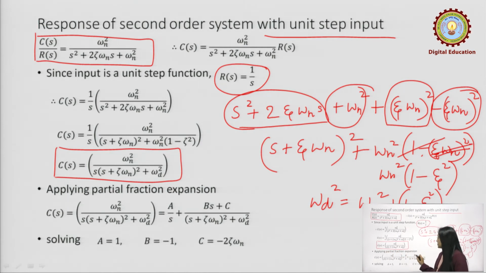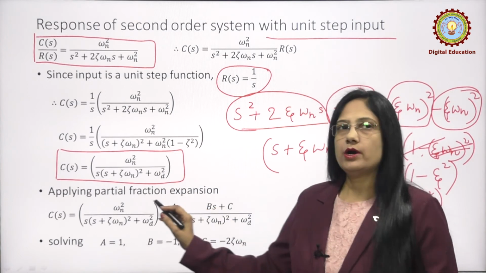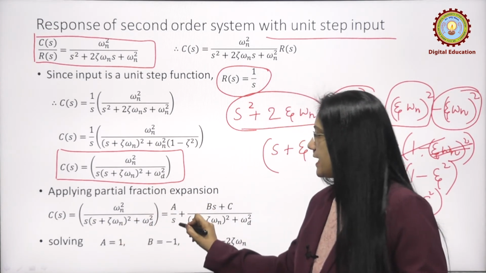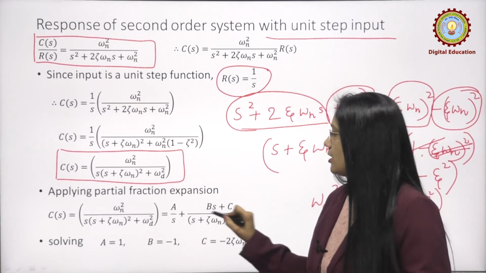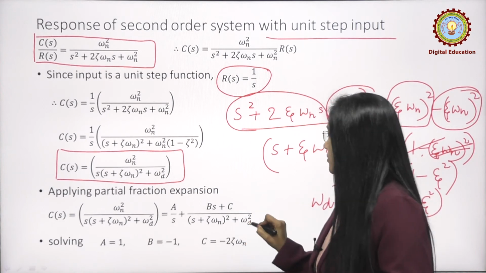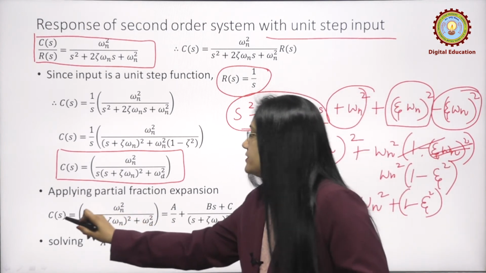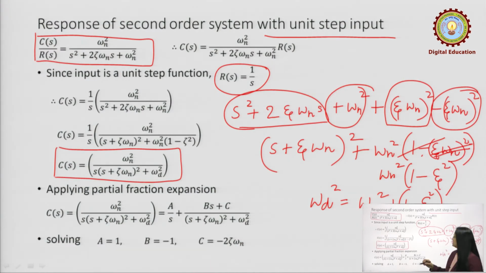Now we want to get the final equation in the time domain, that is, we are interested in obtaining C of t. Applying partial fraction expansion, C of s can be split into A by s plus B s plus C upon s plus zeta omega n the whole square plus omega d square, because we have an imaginary term here, and that is why it is split into 2. When we solve this after partial fraction expansion, we obtain the value of A as 1, the value of B as minus 1, and the value of C as minus 2 zeta omega n.